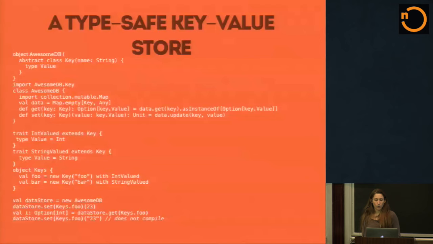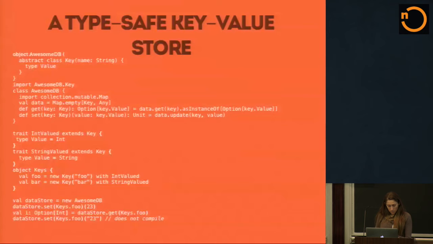I'm running a little bit low on time, but I'm just going to give you the gist of this. You can use these dependent types to have a type safe key value store. For example, in this class AwesomeDB, you have this val data map where you have a key and a value, and your value is represented as Any. And you want to reject things at compile time if people are passing in the wrong values.